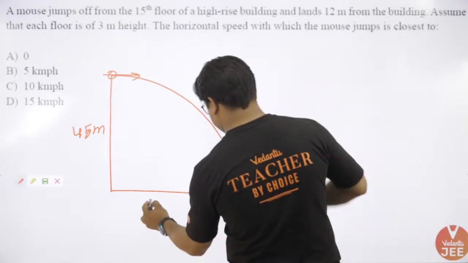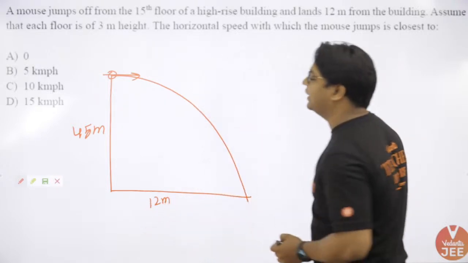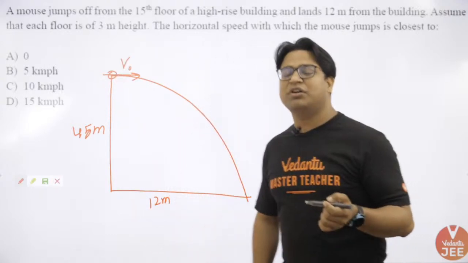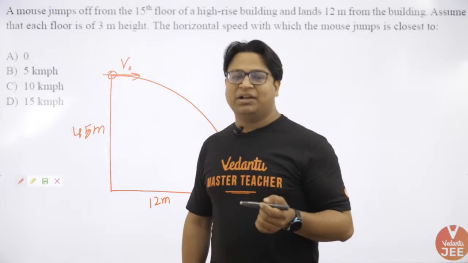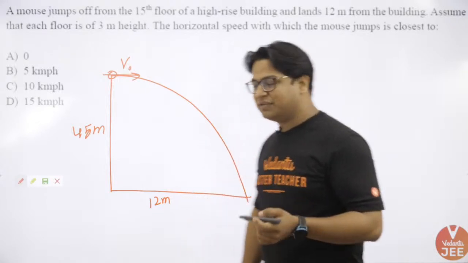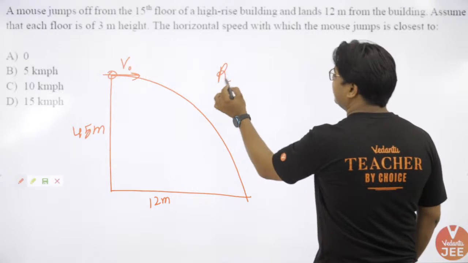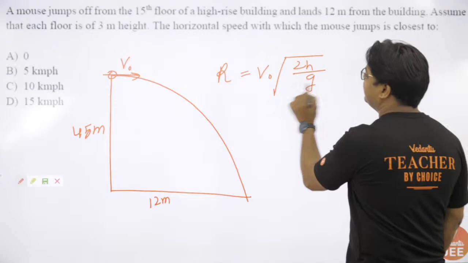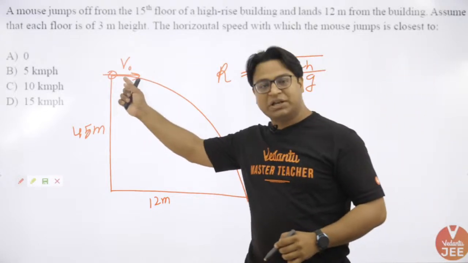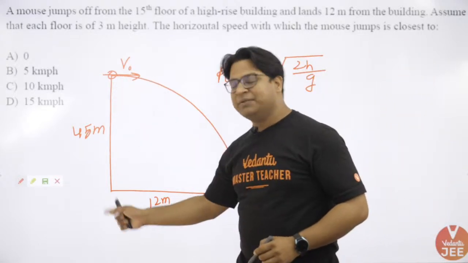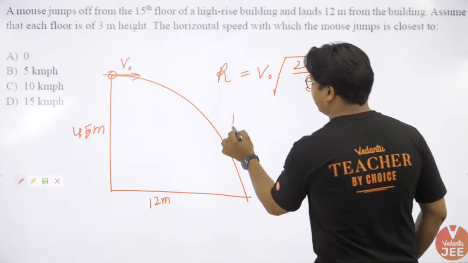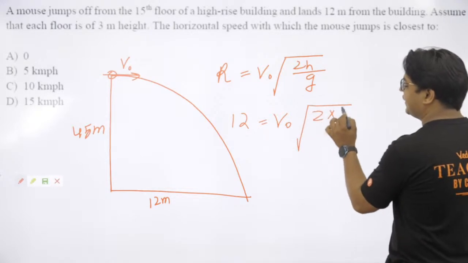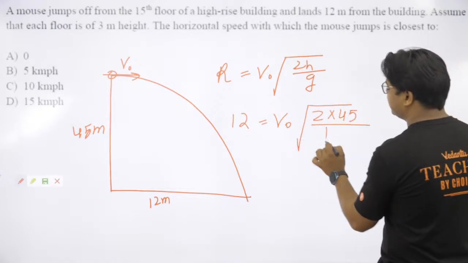We are told to find the speed with which the mouse has jumped. It's a very simple case of a horizontally thrown projectile, and you should be aware of this formula. The expression for range is V0 root of 2h by g, where V0 is the speed with which the projectile was thrown horizontally, h is the height and this is the horizontal range. So in place of range, I'll put 12. V0 is what we want to calculate. In place of h, we will have 45, and in place of g, we can put 10.